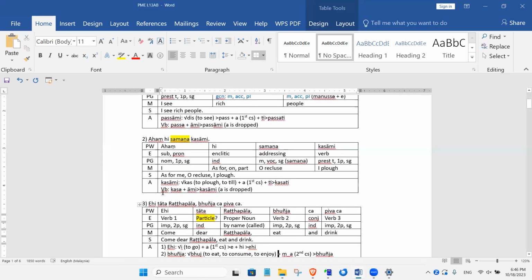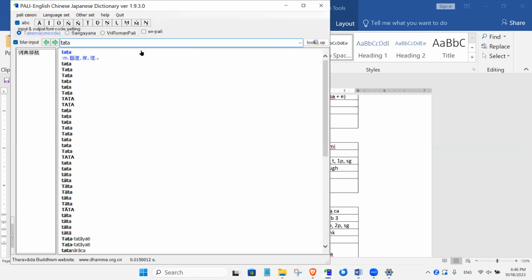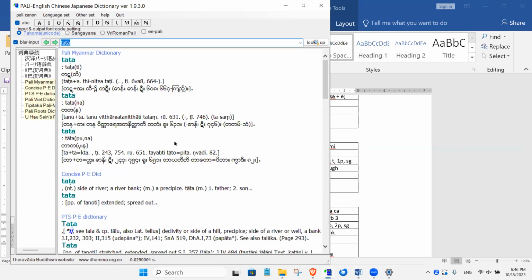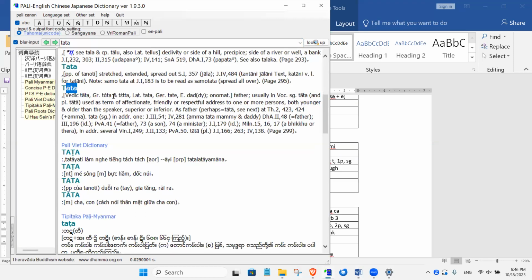Right. And now this is also another vocative. Ehi tata pala, bunja cha piwa cha. So Sumeda is not sure about this tata. Tata actually is a vocative singular. So when we see the tata, we check the dictionary. Tata is normally translated for a friendly person. For example, you address the father or the younger one and so on.